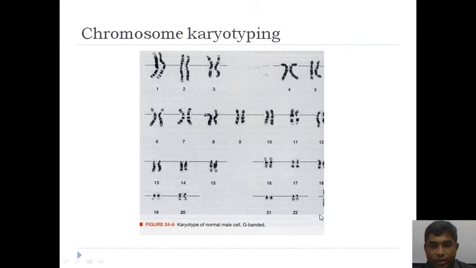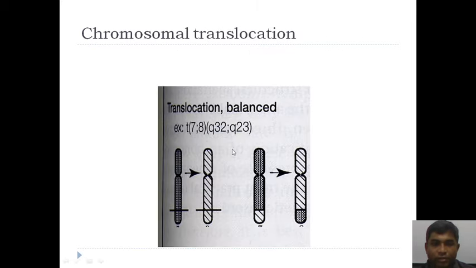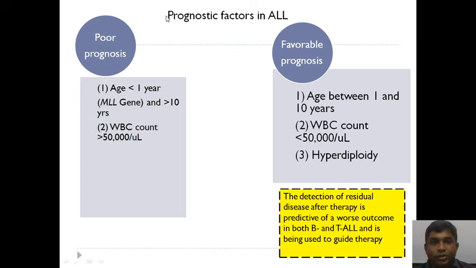You have a set of 23 pairs of chromosomes, and you arrange them number-wise, and you look at the structure. In balanced translocations, one part of a chromosome gets detached and then attaches to another chromosome, leading to fusion of two different genes. Not all acute leukemias behave the same. There are different factors which decide the prognosis in a given case.